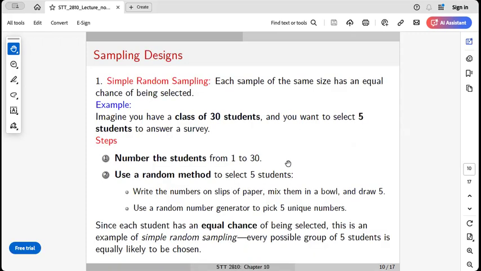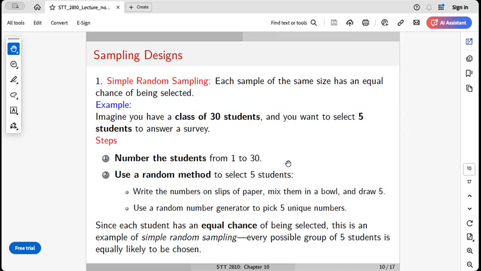Now, we are going to talk about sampling designs. This stage is very important because in your homework, your quiz, and your exam, you will read problems and you should be able to determine what sampling design is appropriate. The first one we are going to talk about is simple random sampling. Simple random sampling means that each sample of the sample size has an equal chance of being selected.